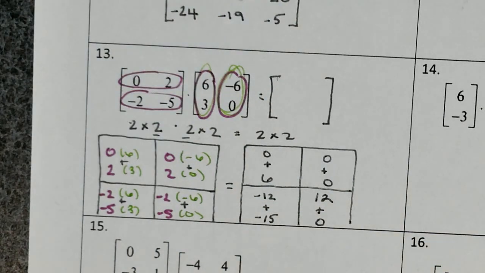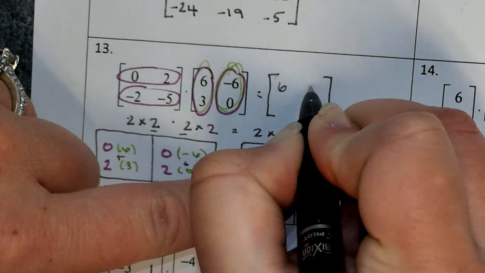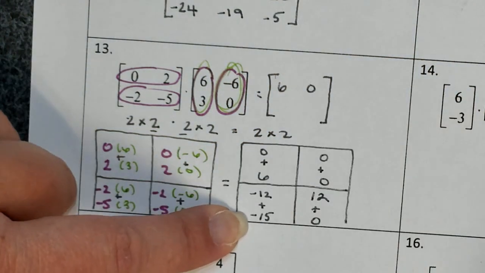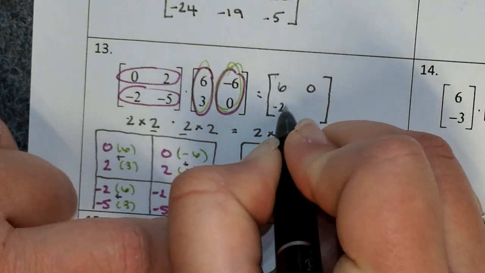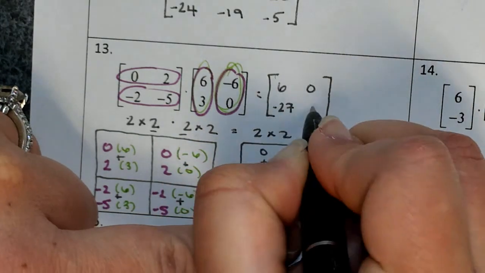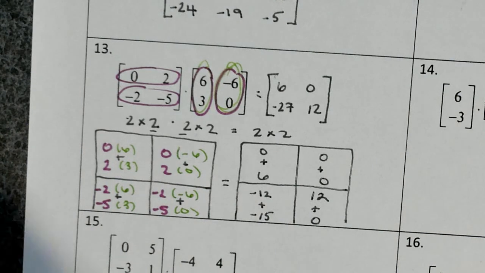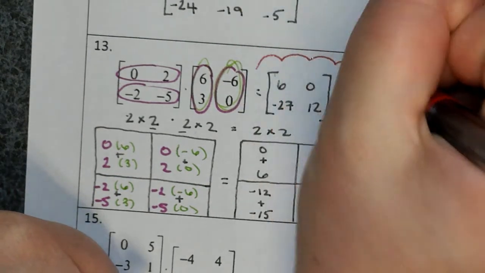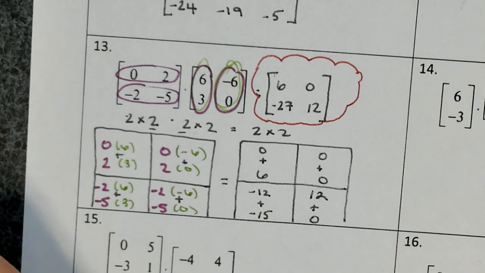Now we can add those numbers up. Again, you can use your calculator if you want. 0 plus 6 is 6. 0 plus 0 is 0. Negative 12 and negative 15 is negative 27. 12 and 0 is 12. So there's your final answer.